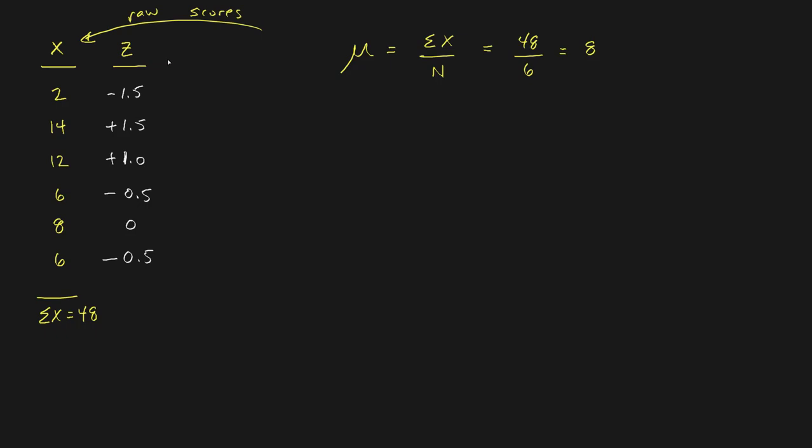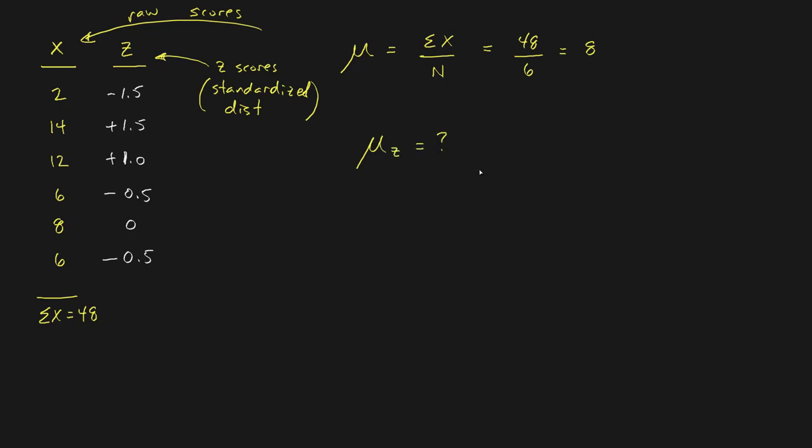But what if I wanted to have the mean worked out for my z-scores? For the entire distribution of z-scores. So for my z-score distribution, or we could call this the standardized distribution. How would I find that? What would the mean of my z-scores be?